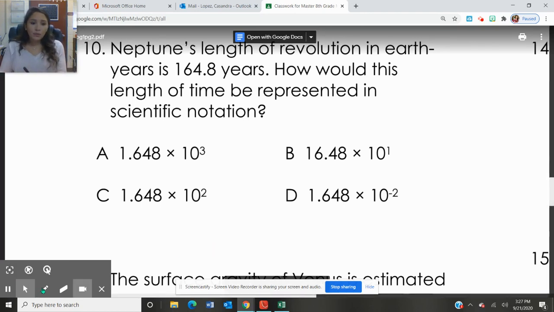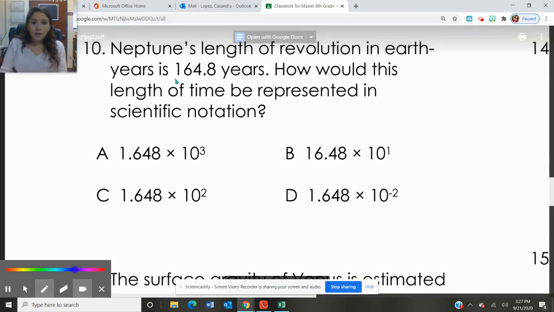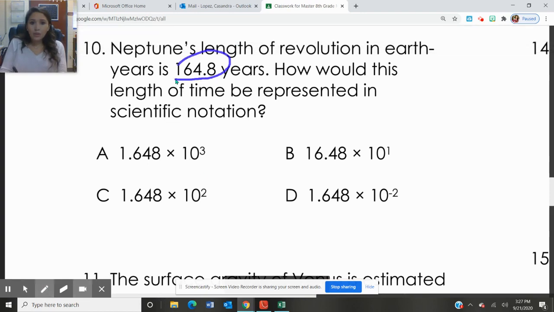So right here, my number is 164.8. So that means my exponent should be positive. So based off of that, I should be able to eliminate D because it has a negative exponent. And then a few more things I need to mention about scientific notation. So the number in front of the decimal has to be a number 1 through 9. So that means it can't be a double digit. So that means it can't be 11, 12, 20, 30. It has to be a number 1 through 9.